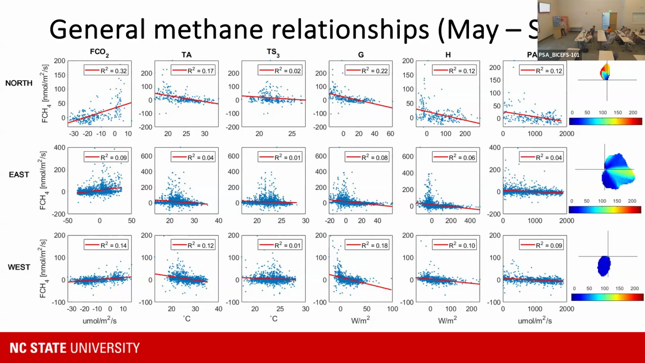Is that third column, TS? Yes, the third column, that's soil temperature. So these are different measures of temperature: there's air temperature, soil temperature, ground heat flux, sensible heat. I'm sorry, I should have introduced that a little bit better.